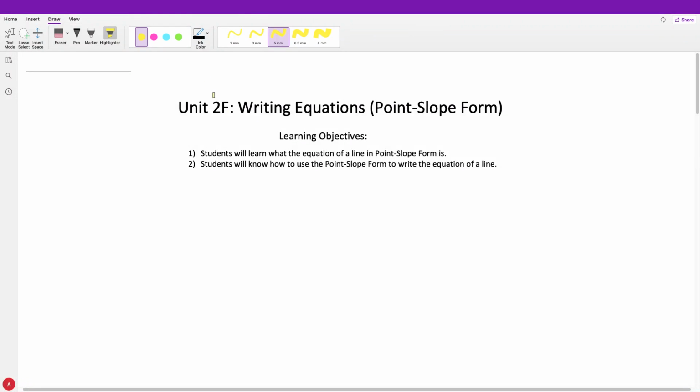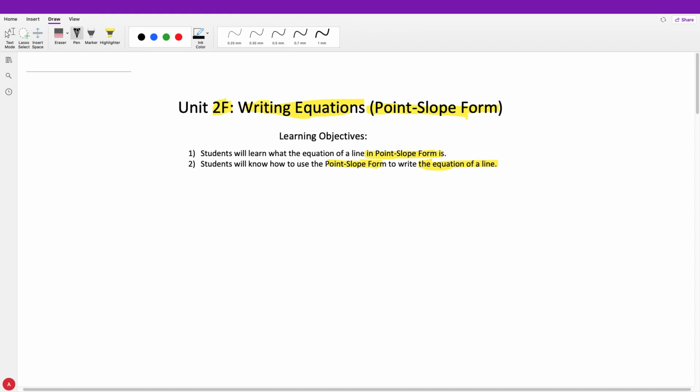So we're now moving on to the next section, Unit 2F, and we're still writing equations, but now we're going to learn a different way, and that's going to be through point-slope form. This is another formula that you can use to create the equation of a line. First you'll learn what the equation of a line in point-slope form is, and then you'll know how to use point-slope form to write the equation of a line.